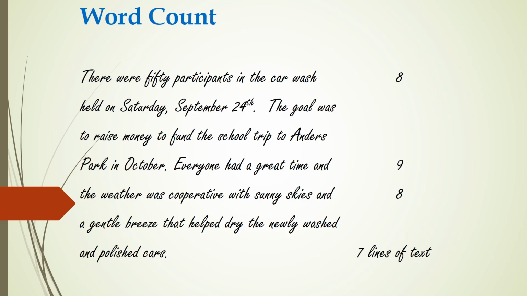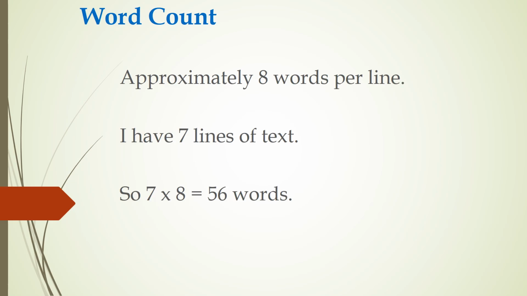Then I count up my lines, and I see that I have 1, 2, 3, 4, 5, 6, 7 lines. Of course, if this were a real essay, it would be many more lines, so you'd count up all the lines or do an approximate line count per page. So we know that we have approximately 8 words per line. Some lines would have 9 or 10 possibly. Some might have 3 or 6. If you're coming to the end of a paragraph, you might only have a few words, but it's about 8 words per line, and we have 7 lines of text, so I simply multiply those together, and 7 times 8 equals 56 words.